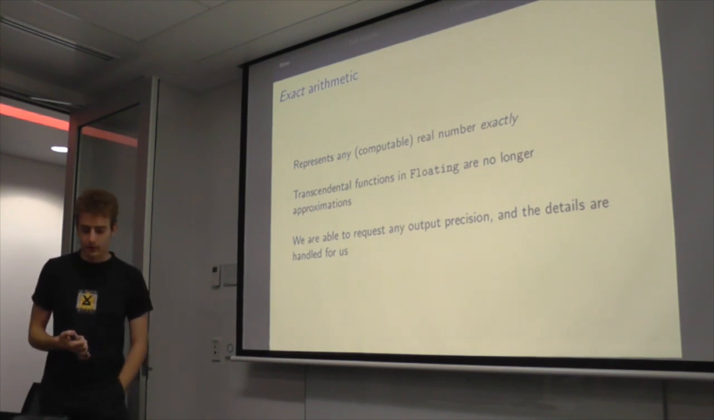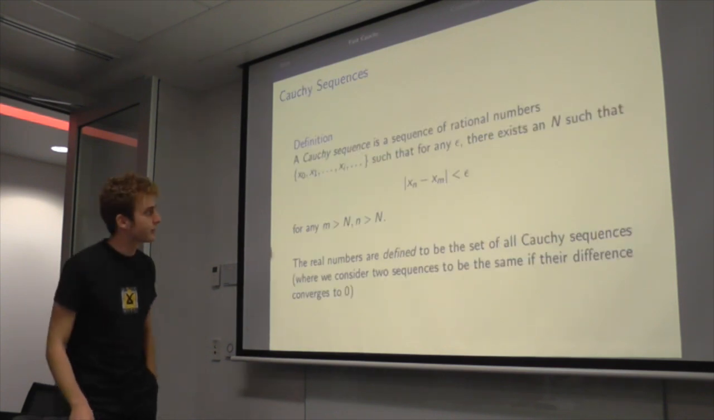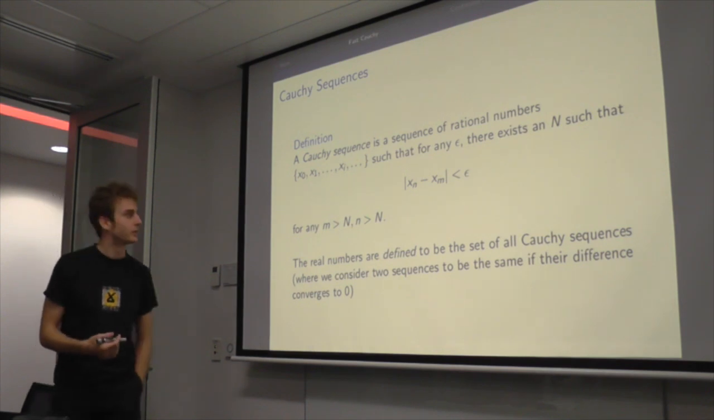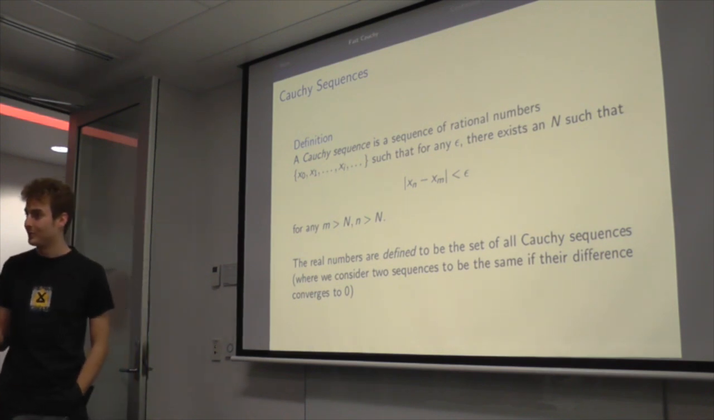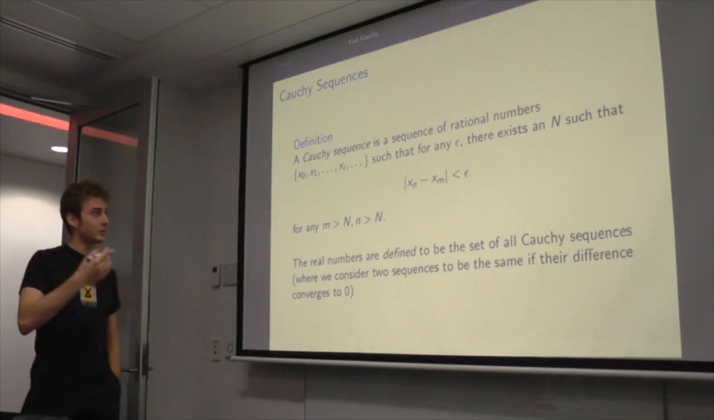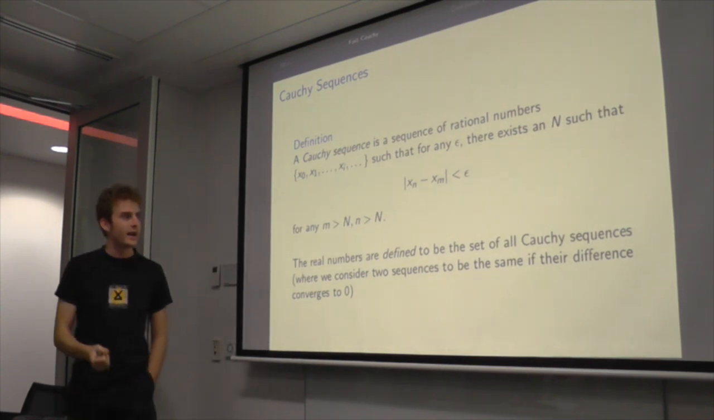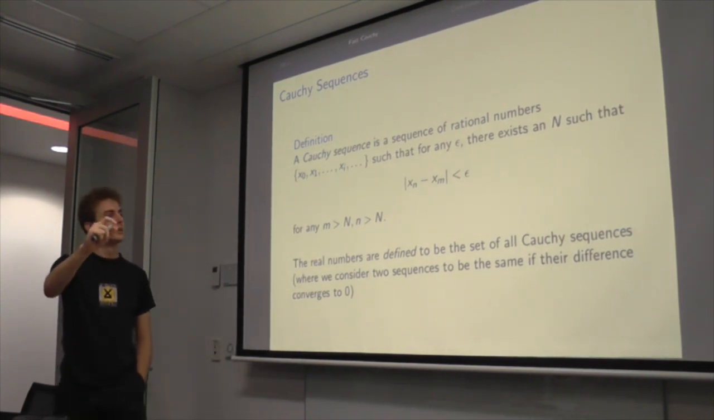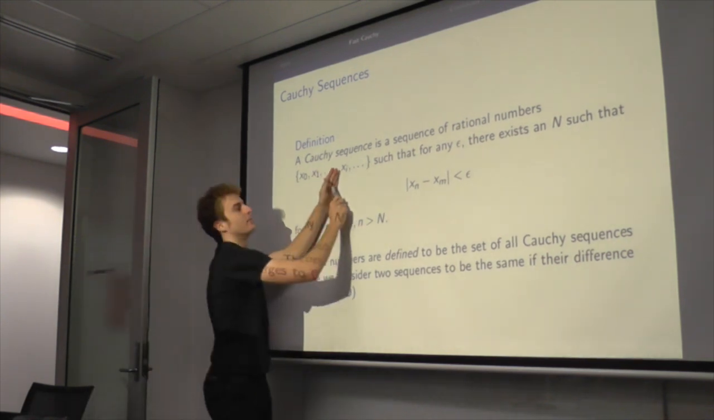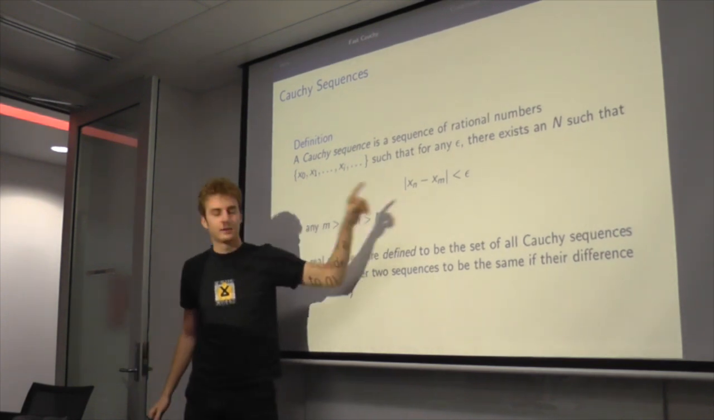The first system uses Cauchy sequences, which is taken straight from how mathematicians construct the real numbers. This definition is a bit scary the first time you see it, but I'll draw some pictures and hopefully it'll be all right. A Cauchy sequence is a sequence of rational numbers, x0, x1, indexed by i, so that for any epsilon we choose, for any small value that we choose, there's some point n in our sequence beyond which our values are closer than epsilon.